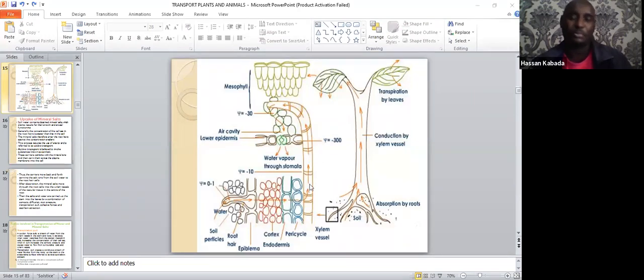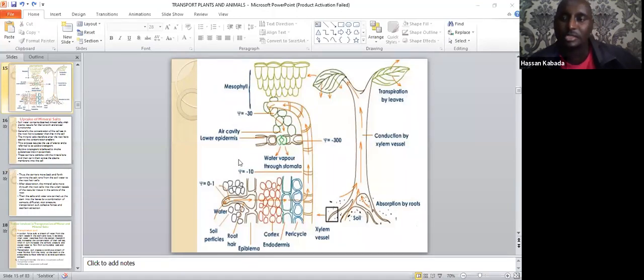Just to recap, I beg for 1 minute. We said transport is a process of movement of materials from one part of the body of an organism to another. If it is a unicellular organism, from one part of the cell to another. If it is a multicellular organism, from one cell to another, and so on and so forth.